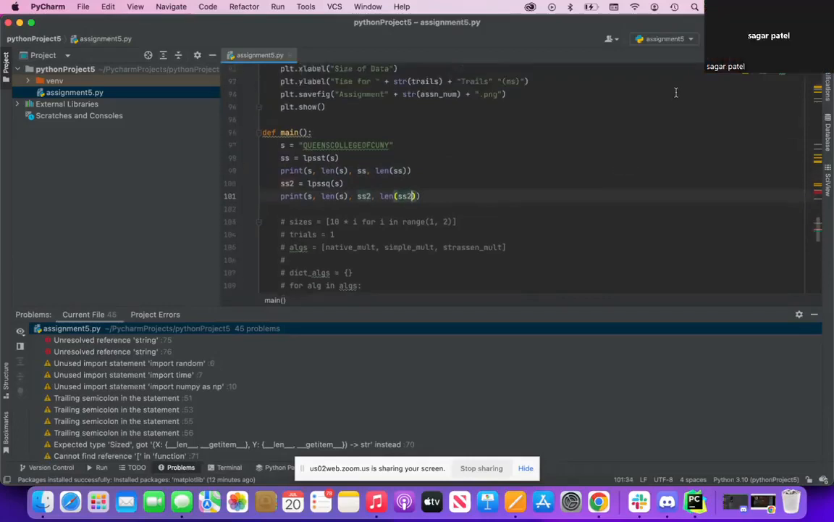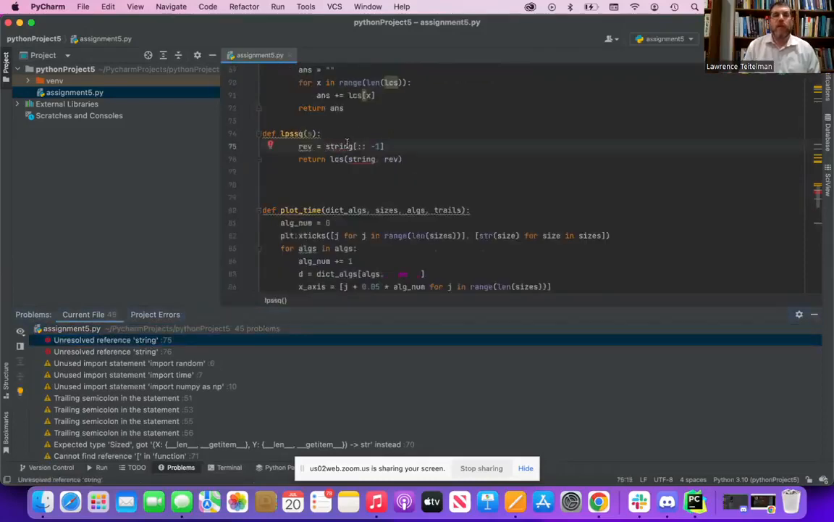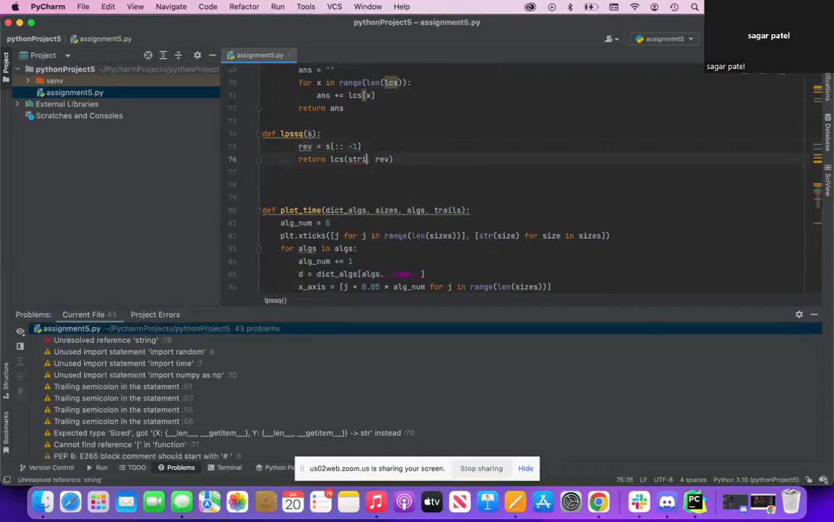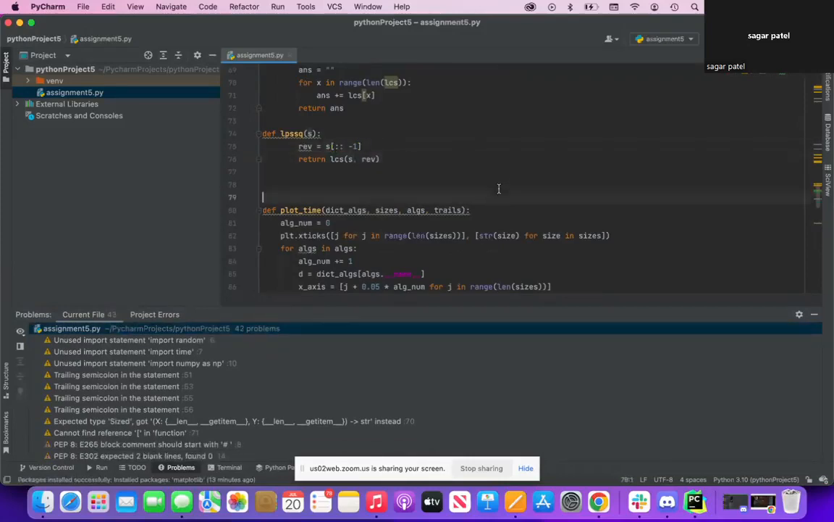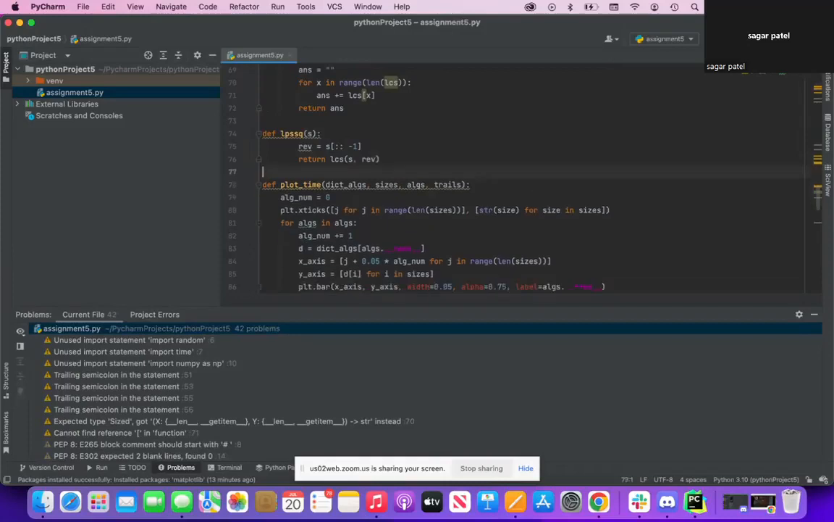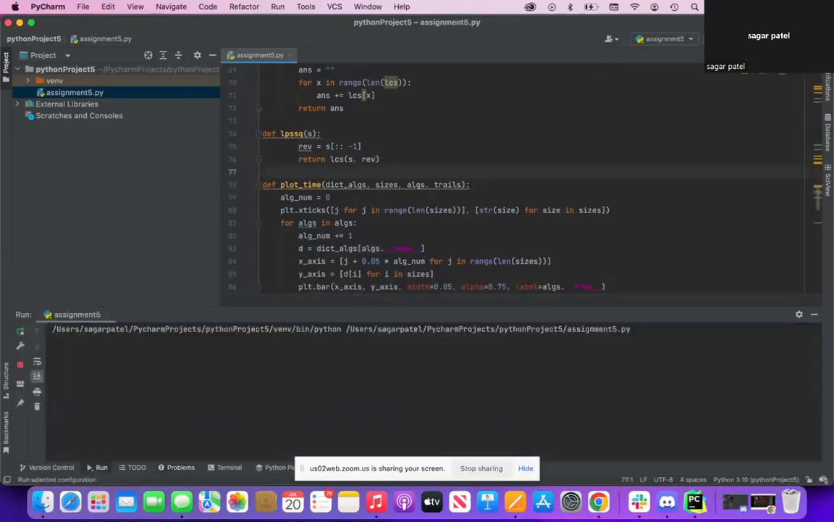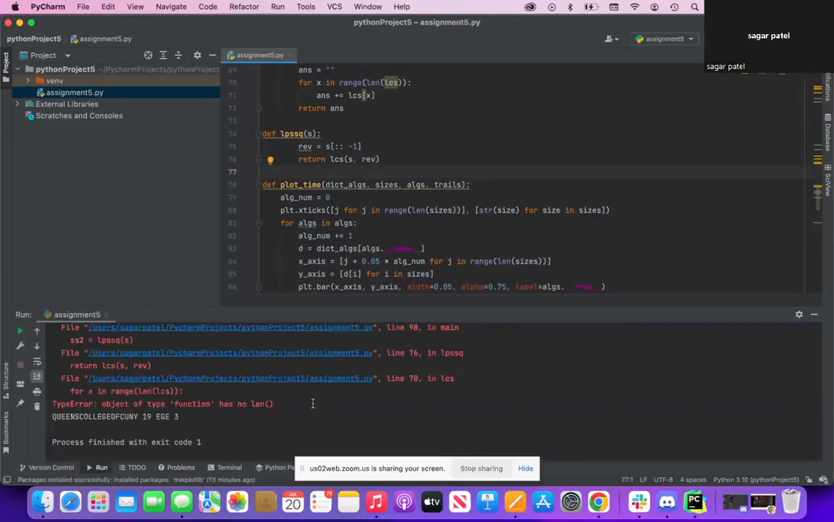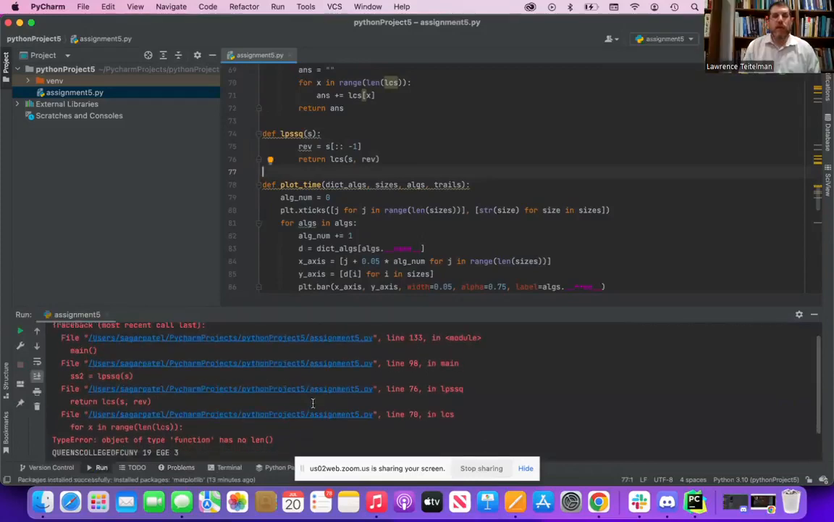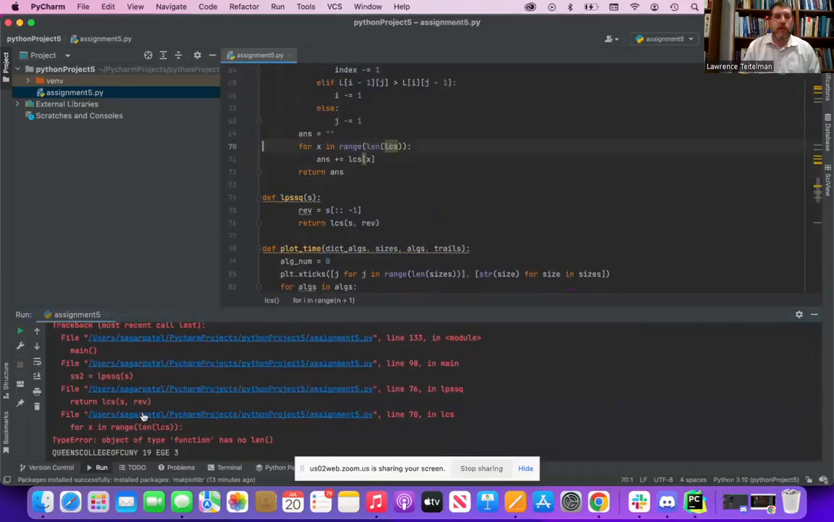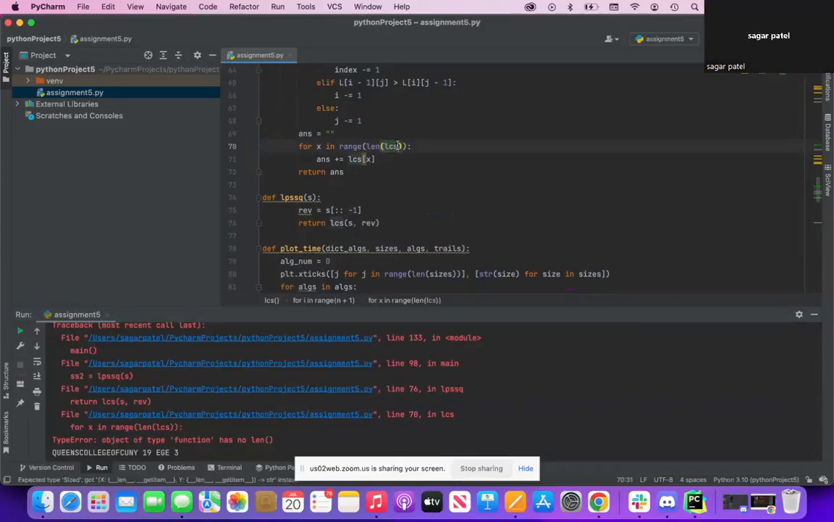Okay, we have two errors, unresolved reference string, click on those. Okay, that's S. Should be just S. Okay, we'll click on the error. Okay, that should be LCS2, and the next line LCS2.